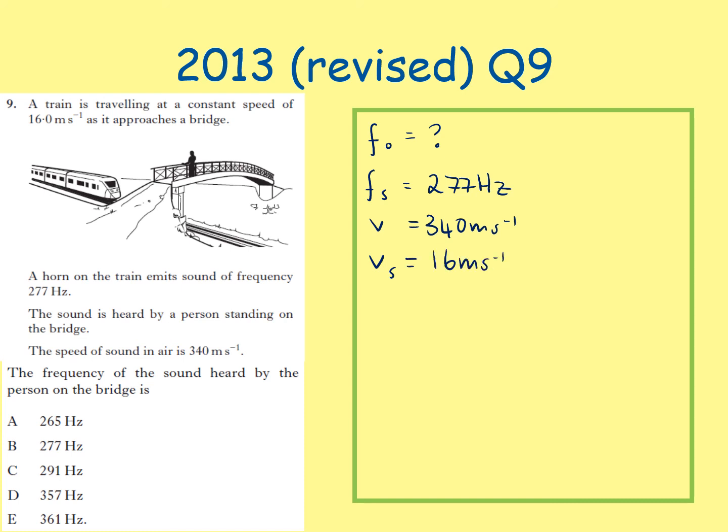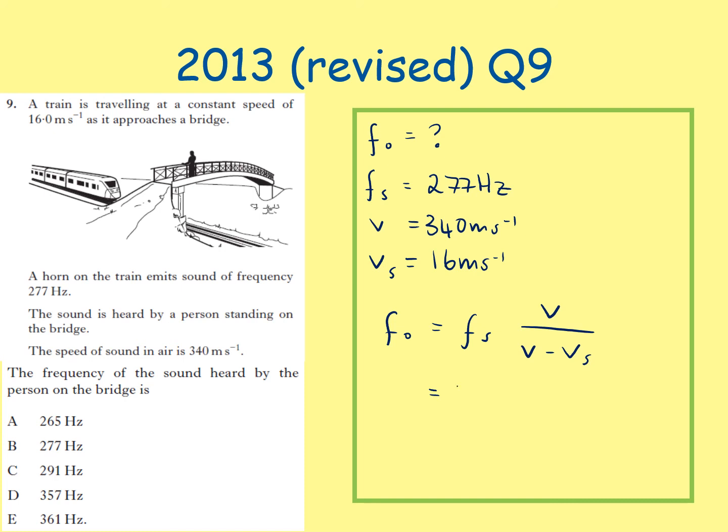Now the equation we want to use is going to be the one with a take away in it, as the train is moving towards the person. We can see in the little diagram there, it even shows the person facing towards the train. The train is moving towards them. It's approaching the bridge. So Fo equals Fs V over V take Vs.